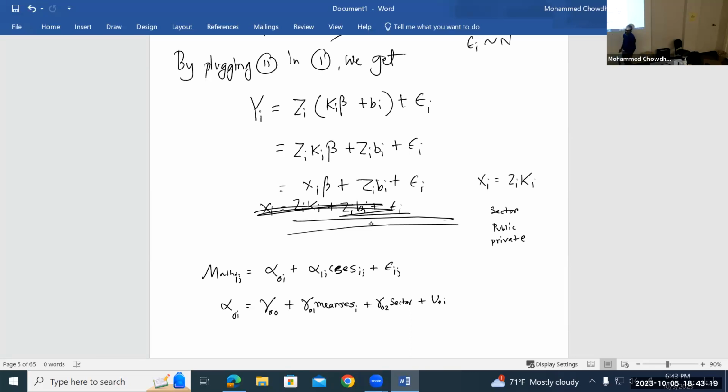This is alpha zero i, because this is the math score for the jth individual in the ith school. What does the i in front of the math mean? This is math, not down, you want down here. Okay, so let me write in here math score.